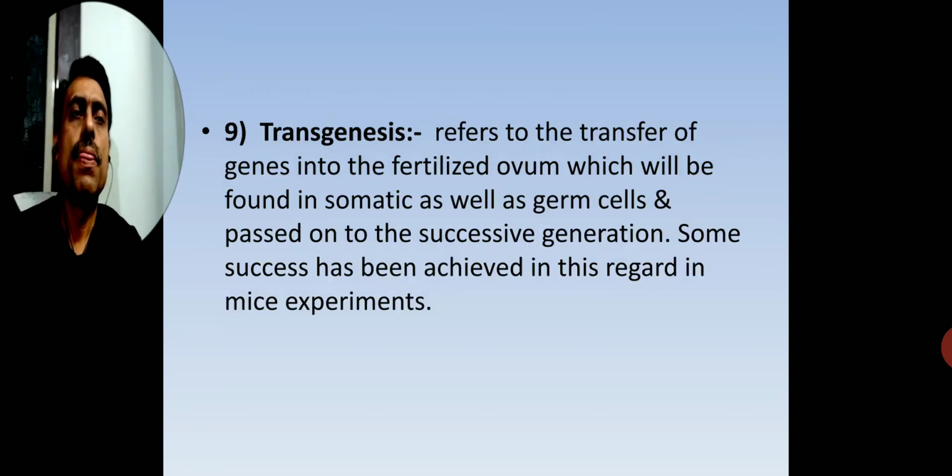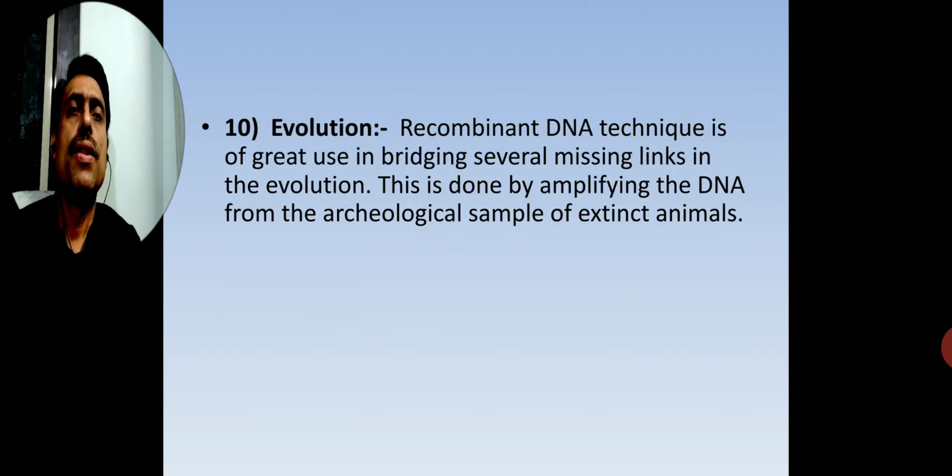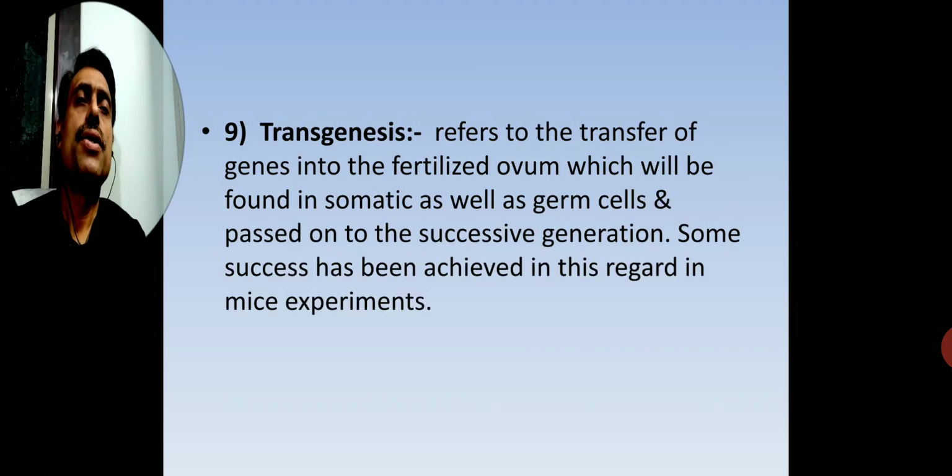So BT cotton. Then transgenesis refers to transfer of genes into the fertilized ovum, which will be found in somatic as well as germ cells and passed on to the successive generation. Some success has been achieved in this regard in mice experiments. Last most important is in evolution. Recombinant DNA technique is of great use in bridging several missing links in evolution. So this is done by amplifying DNA from archaeological samples of extinct animals. So these are various uses of recombinant DNA technology.